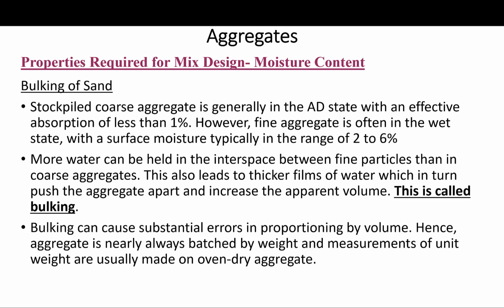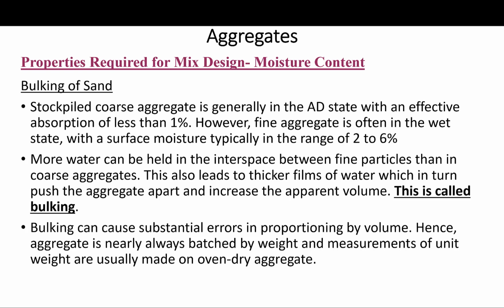When we come to the mix proportions, we're going to see two methods, one by volume, one by weight, and you're going to make more sense of this. Because of this, aggregate is nearly always batched by weight, and measurements of unit weights are usually made on the oven dry aggregate. When sand is saturated with water, the meniscus are destroyed and the volume returns to normal. Coarse aggregates show much less bulking, since the particle size is large compared to the thickness of the water film, and the effective meniscus formation is very slight.